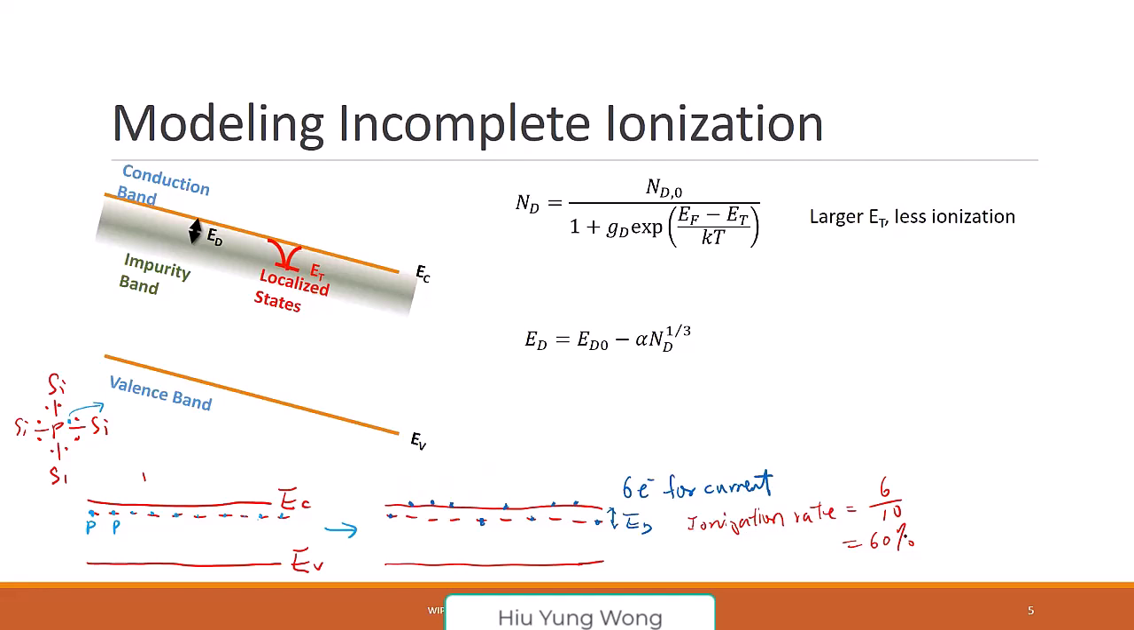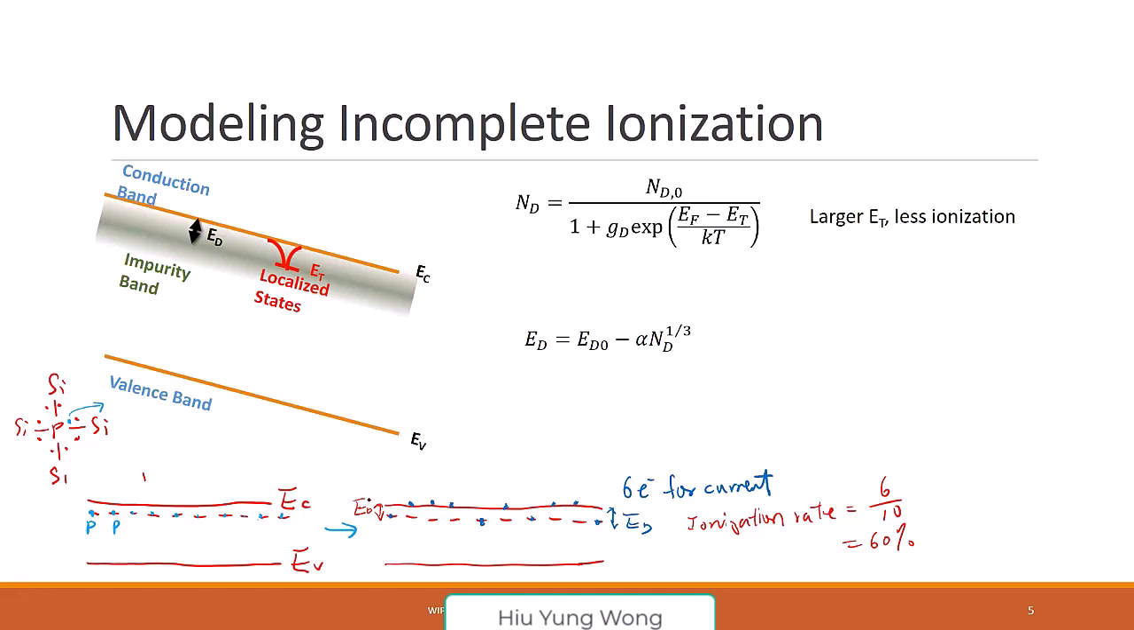This is a picture we never talked about when you were taking the lower level class, right? We always say, I put in 1E20 phosphorus, all of them will ionize. But now I tell you that not all of them do. The reason is that there is a finite energy between this phosphorus and the conduction band. We call it ED. Anything that requires energy means that not all of them can ionize. Make sense? So if the ED is small, do you expect more ionization or less ionization? More. More ionization because it's easier, right? And when the ED is large, it is less.